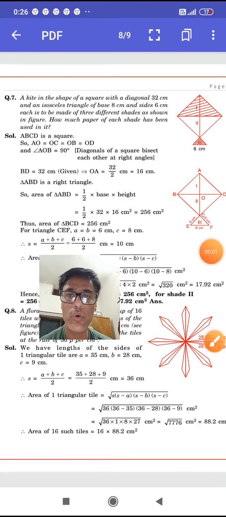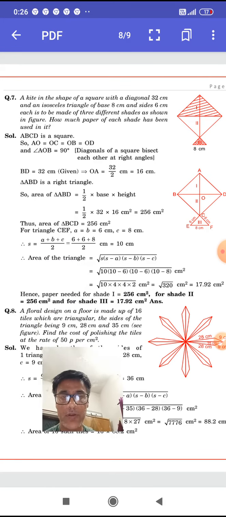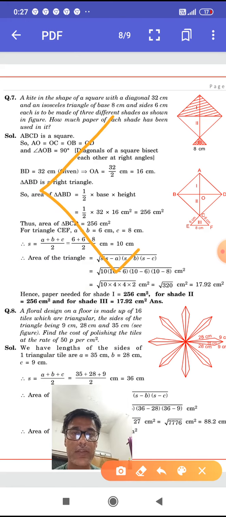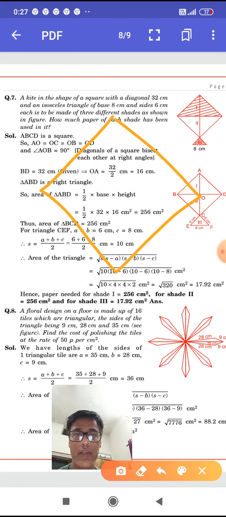Okay, now we will do question number 7. A kite in the shape of a square with a diagonal of 32 centimeter. This is a square, this is the shape of the kite, and the diagonal of this kite is 32 centimeter.